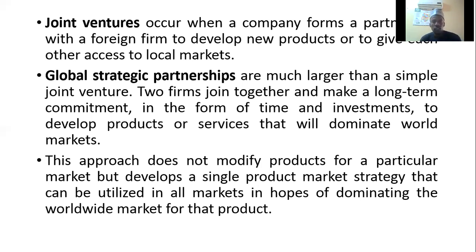And then global strategic partnership is much larger than a simple joint venture. Two firms join together and make a long-term commitment in the form of time and investment to develop products or services that will dominate world markets. Sometimes, for a company to compete with a very large company, you have to strategically combine resources to produce a very strong product that will compete favorably with a very strong world market leader. You understand? It's called global strategic partnership. So it's another way of going international.